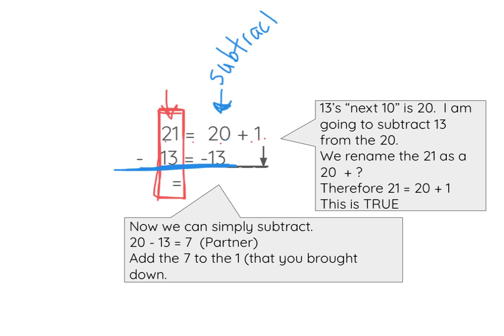Now, I'm not going to do anything to the 1, so I just bring it straight down. The 20 minus 13 is actually where I'm going to subtract. And I'm going to put a 7 there. Notice that is simply my partner. 13 plus 7 equals 20. Now to find the answer, I just add 7 plus 1 and get 8. And that is my final answer. So I box it there.